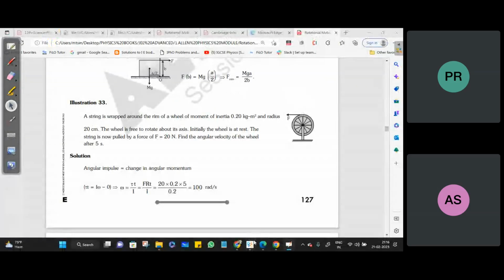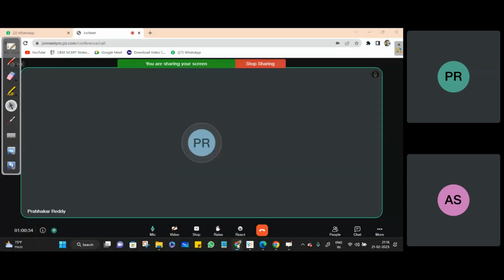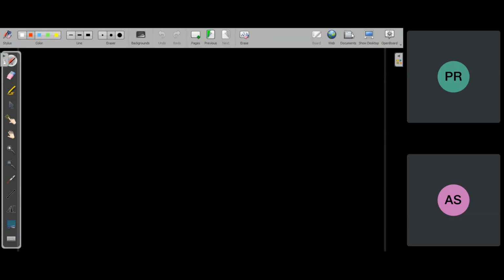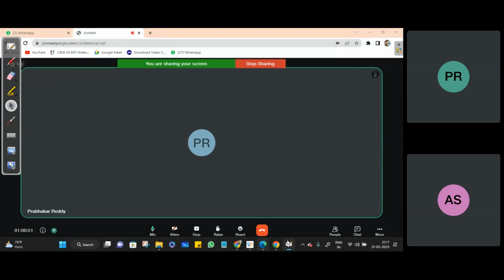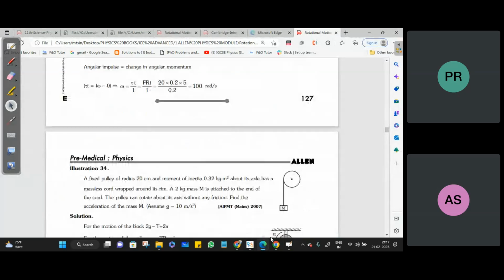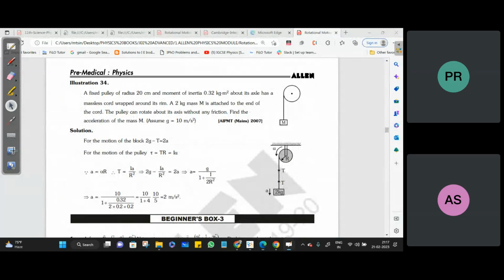Sir, it will be 100 rad per second, no, sir. Okay, so just tell me the equations. Sir, usually we can apply torque equals I alpha, and that torque will be tension into perpendicular distance, we can apply now, sir. That is correct. That is the answer. 100 is the answer. Correct.